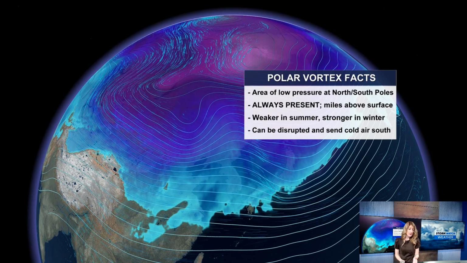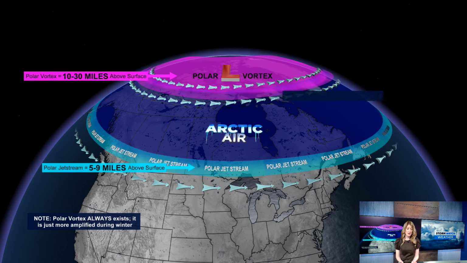So here's kind of the basic facts. It's an area of low pressure at both the north and the south poles. It's always present, and it's located miles above the surface. It is weaker in the summer, and it's stronger during the winter season, and it can be disrupted, and that allows for the cold air to move further south, and that means places like Mississippi, Texas, even Florida could see much colder air than they normally do during the winter season.